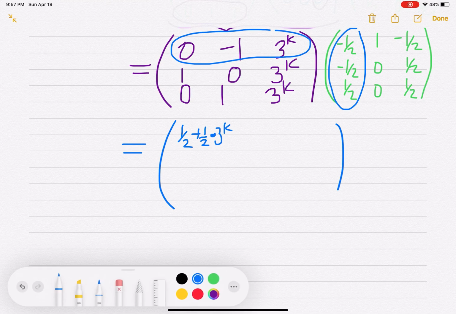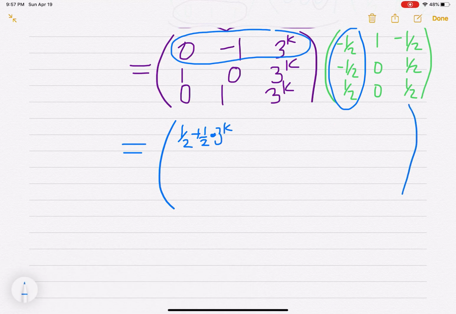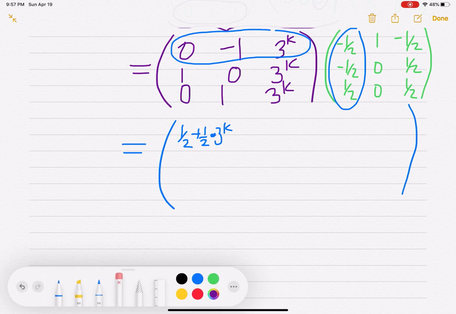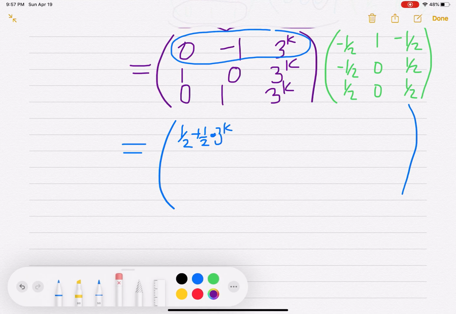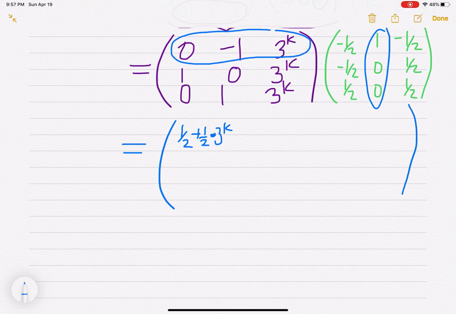Let me make some more space. I think we're going to run out of space here. All right, let's go on the first row, second column. Dot product. 0 times 1 is 0. Negative 1 times 0 is 0. 3 to the k times 0 is 0. Yay, we got a 0. Easy work.